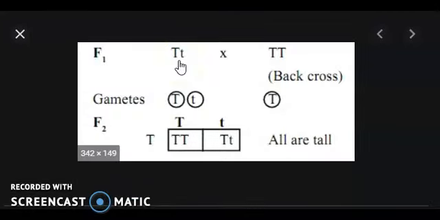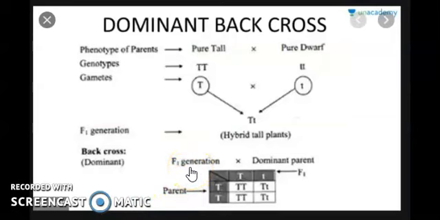Backcross. The cross of an F1 individual with any one of the homozygous parents is called a backcross. As the offspring is crossed back with one of the parents, it is called a backcross. Homozygous parents are of two types: homozygous dominant parent and homozygous recessive parent. Dominant backcross. A cross between an F1 hybrid and its dominant parent is called a dominant backcross.